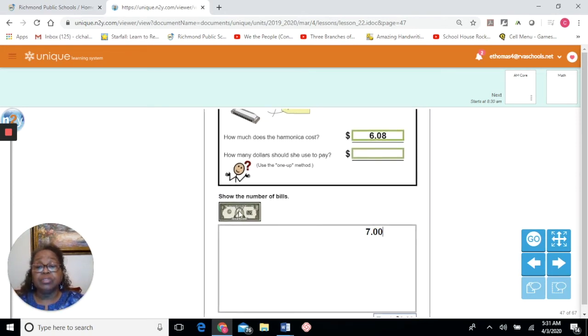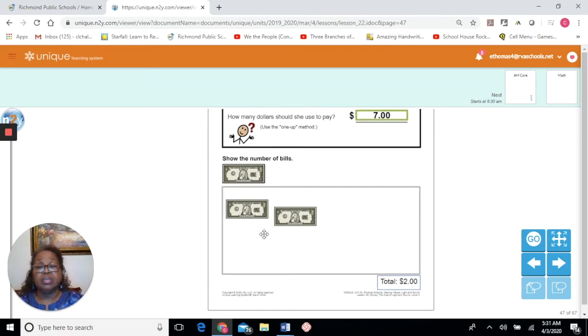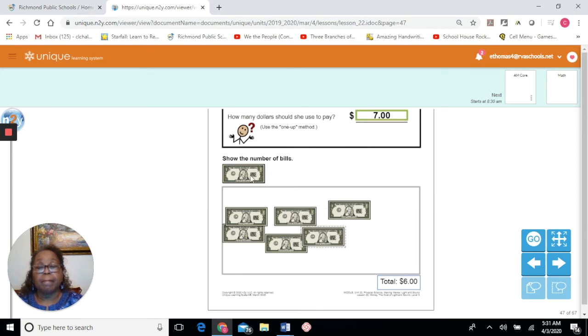All right, let's put those dollars in. 1, 2, oh, magic box. Let's make sure we can see it. 3, 4, 5, 6, 7. $7. Wait for your change. You're getting really good at this. Let's see what we have left.